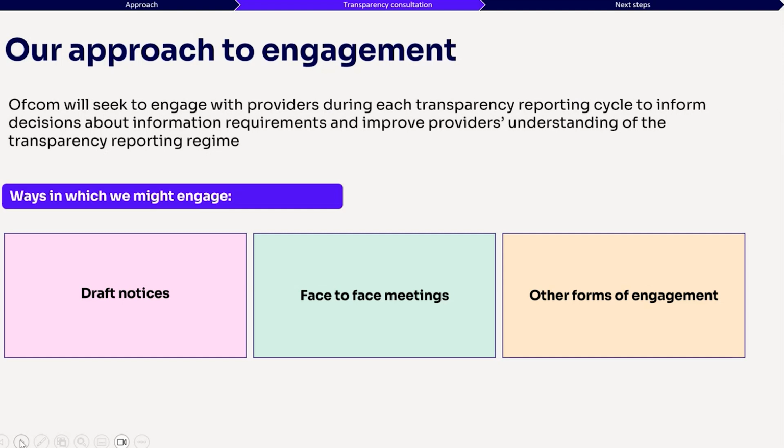So Ofcom will seek to engage with providers during each transparency reporting cycle. The main reason for this will be to inform decisions about information requirements and improve providers' understanding of the transparency reporting regime. Taking a similar approach to what we have done with the video sharing platform regime, we plan to issue a draft transparency notice to each provider, which will allow them the opportunity to make representations before we issue a final notice. We may also offer some in-person meetings to providers that have been newly categorised to ensure that they understand the full scope of their duties.